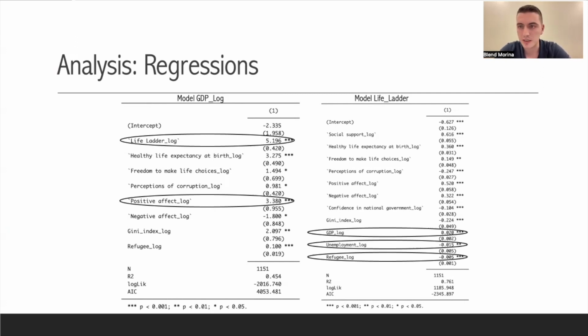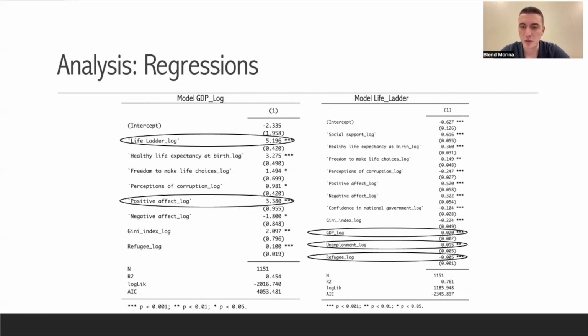The second model is the life ladder. We want to see if, with well-being variables and economic variables, we can predict the life ladder of a population in a country. GDP logarithm has a positive impact on the life ladder of a population. Unemployment and refugee have a negative impact. It means that if unemployment in a country increases, the life ladder of this population will decrease, as well as if a lot of people leave this country, the life ladder of this country will decrease as well.